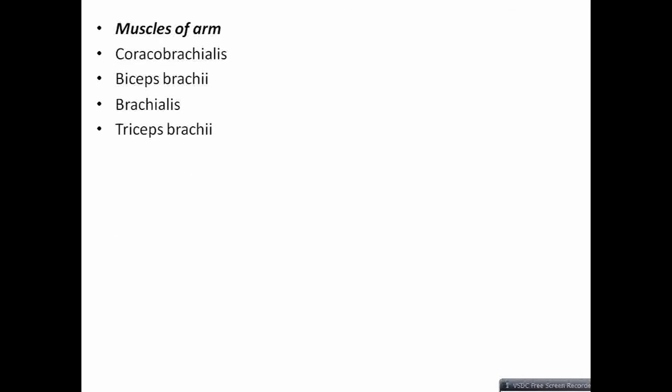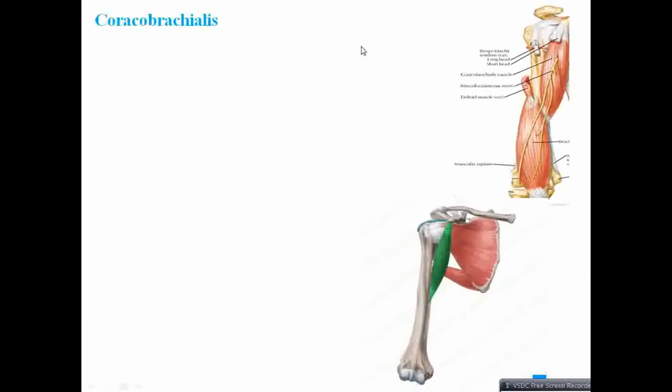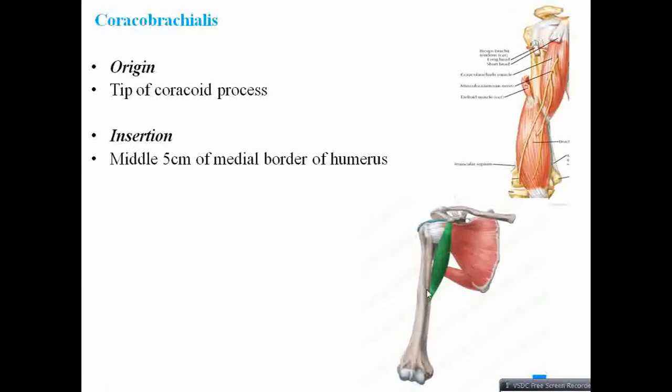Coming to muscles of the arm region, they are coracobrachialis, biceps brachii, brachialis, triceps brachii. Let's see each muscle. Coracobrachialis. Origin: tip of the coracoid process. It is inserted to the humerus, middle 5 cm of the medial border of the humerus. Action: it flexes the arm at the shoulder joint.